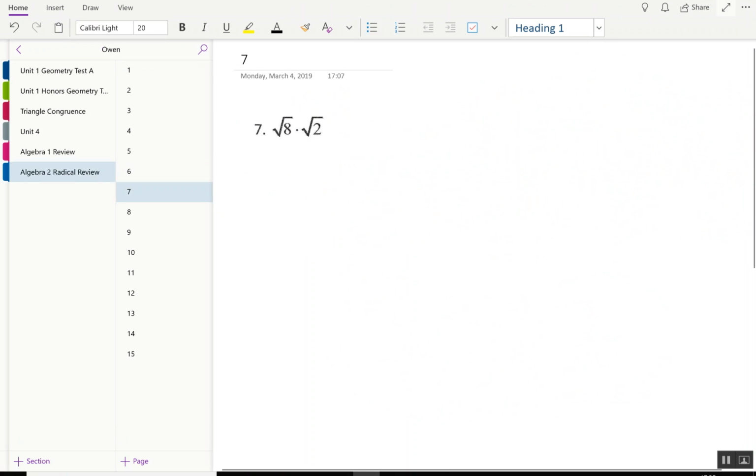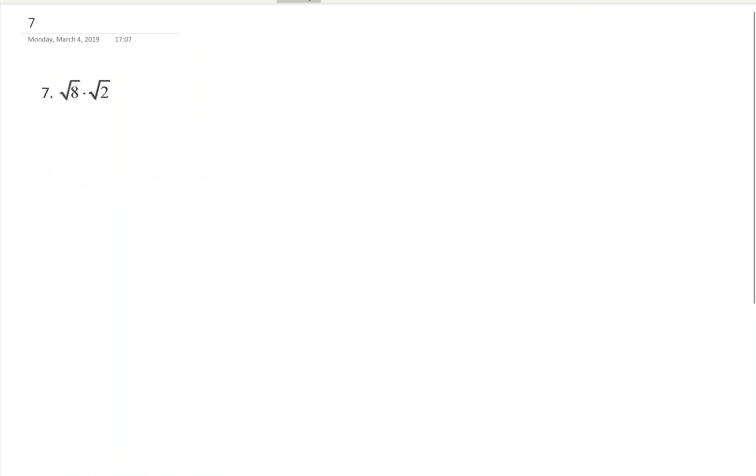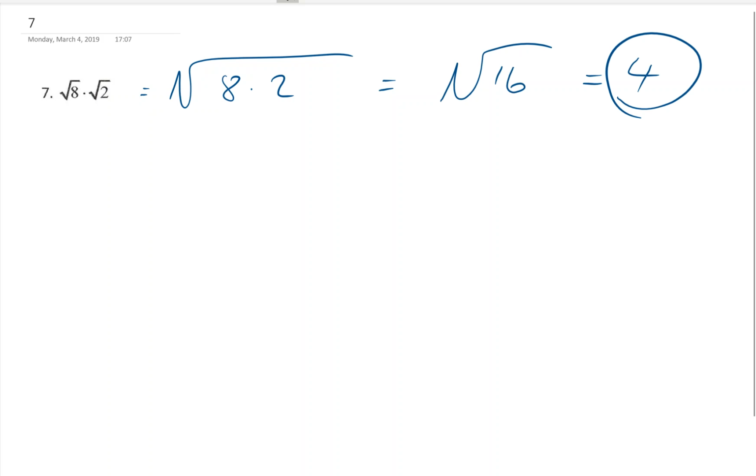Number 7. What you can do here is you can combine. So if you make this one big square root of 8 times 2, you're going to get the square root of 16, which equals 4. It looks so easy when I do it, doesn't it?